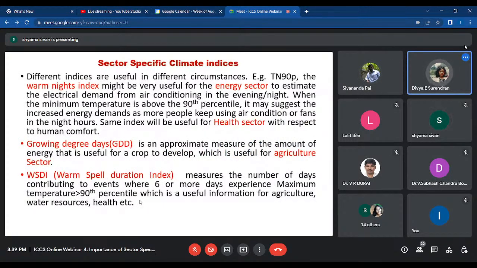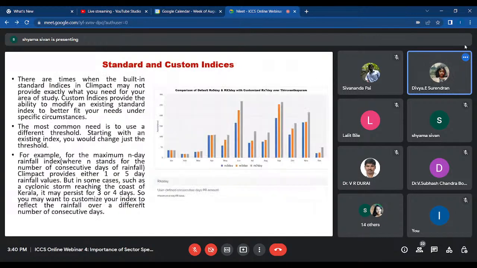So warm spell duration will give the number of days contributing to the spell, how many days, how many events, or how many spells there were in your past data. So this will also be helpful for the agriculture sector or water resources to plan their activity. Next slide.